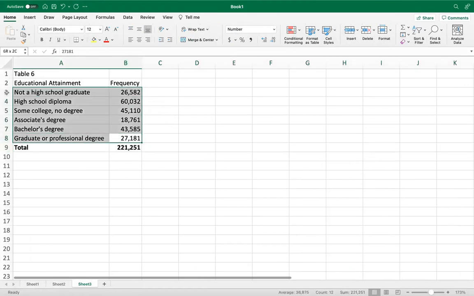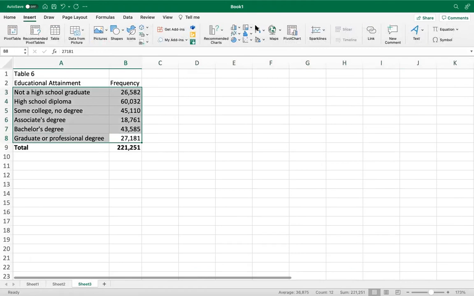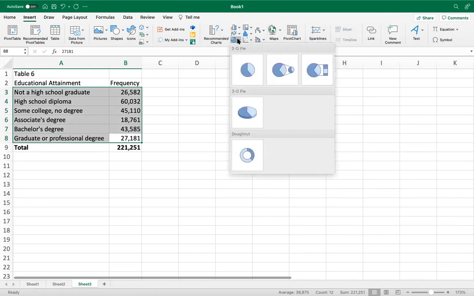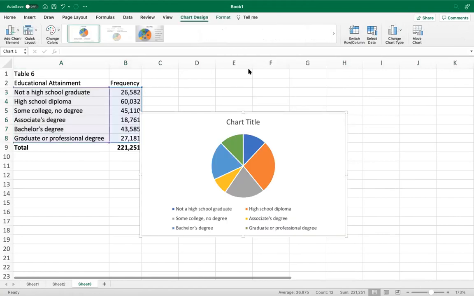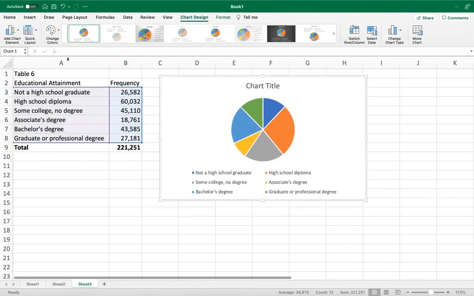Here, what we see is the data. Insert. Lots of different choices. So I'm going to go with this one that looks like a pie. So pie chart, and we are going to hit this value here. And automatically it grabs all that data for us. So not a high school graduate is this one in blue, that part right there. This orange part is high school diploma.